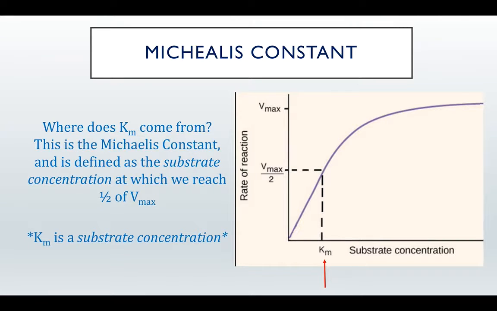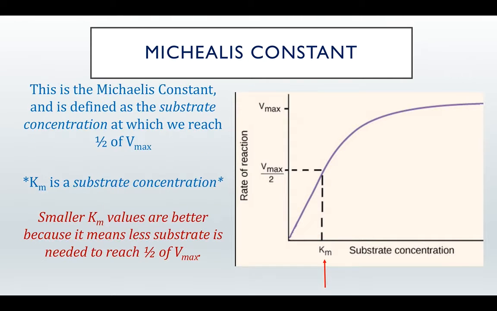Be comfortable looking at this graph right here and understand that Km is a substrate concentration. It is not a rate, it is a concentration down here on the x-axis, okay? Now, with all of these variables, we want to know, is it better for them to be higher or lower, and why are we using them? So Km is one of the ones that we want to actually be lower. And why do we want it to be lower? That's because down here where Km is, we can say that if Km is lower, then we need less substrate to reach half of Vmax, right?